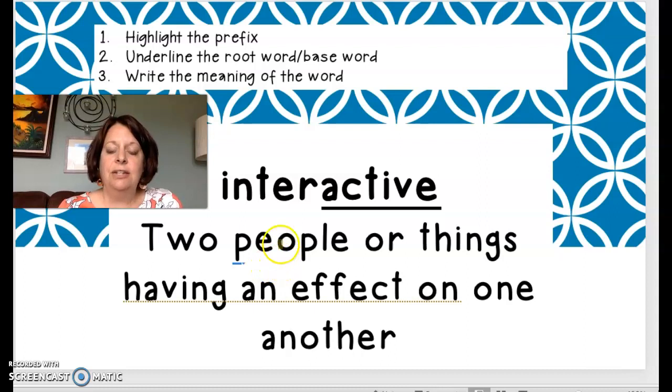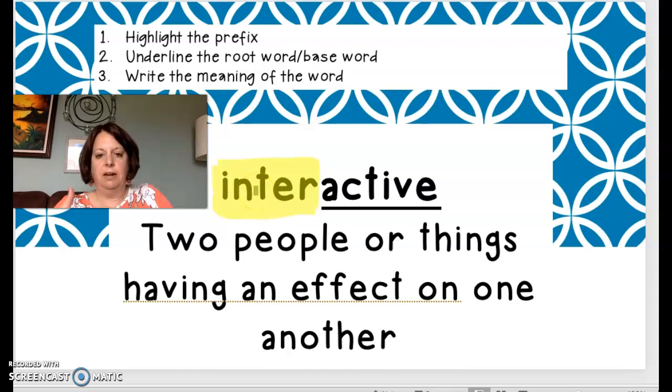Interactive. Interactive. It's 2 or more things having an effect on one another. So if I am interacting with my dog, we are doing things together. Like I like to interact with him by taking him on a walk or throwing a ball. So two people or things having an effect on one another. So if I interact with my dog, like throw the ball, then he would interact with me by retrieving it and bringing it back to me.